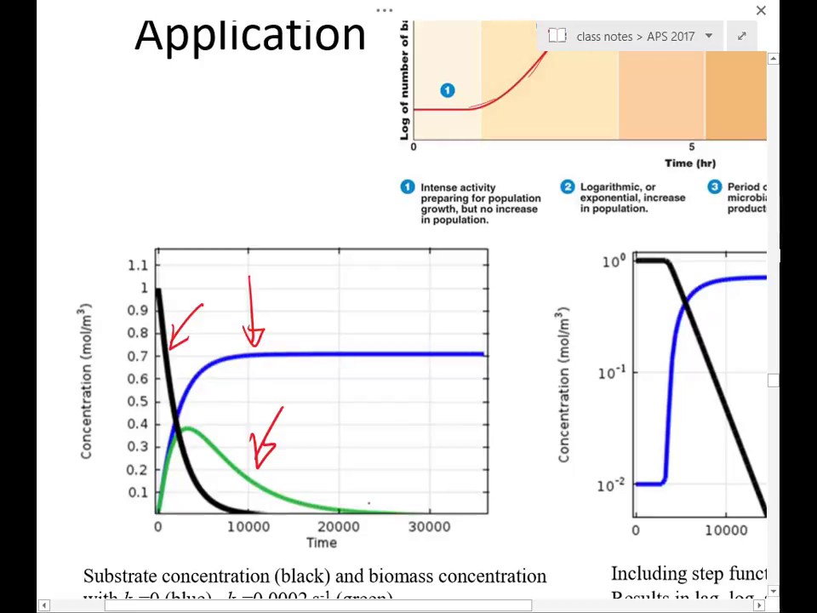It grows, and then eventually they die off. I mean, you can see what happens. They consume all of the substrate. There's no more food. They're on the desert island, and they eat all their food, and then eventually they just die out. Okay, so that's what's going on there.